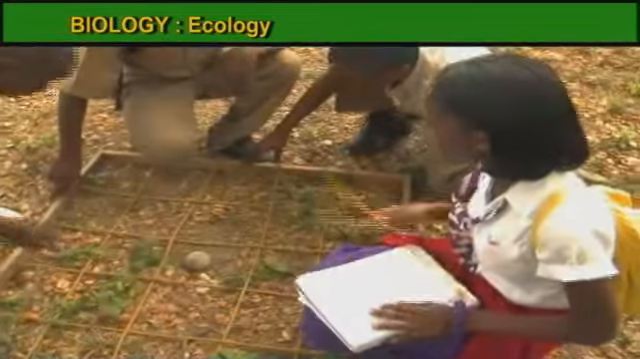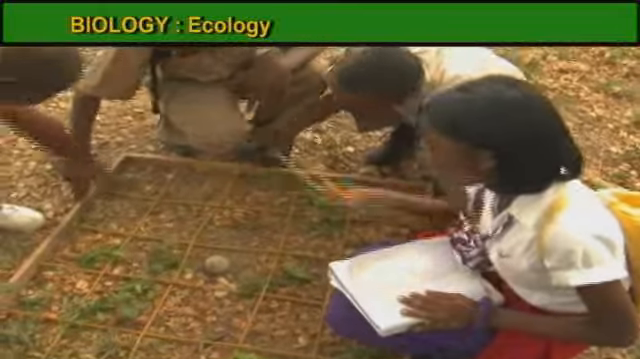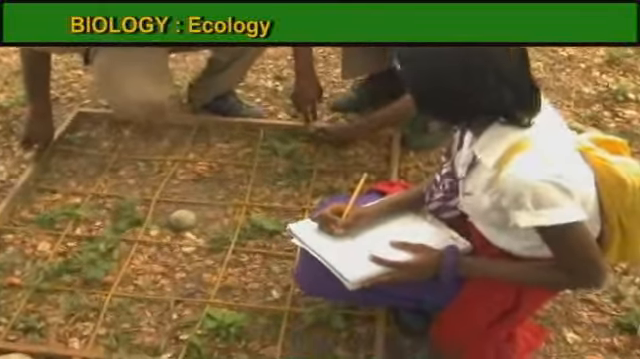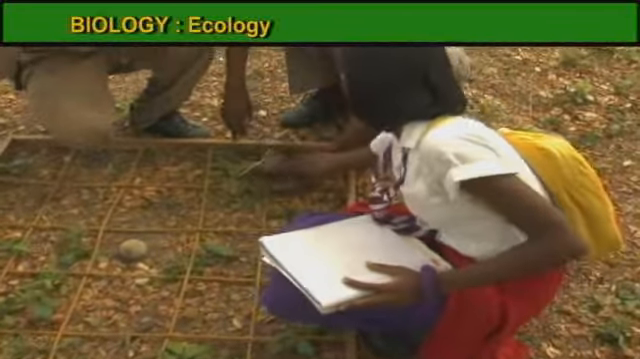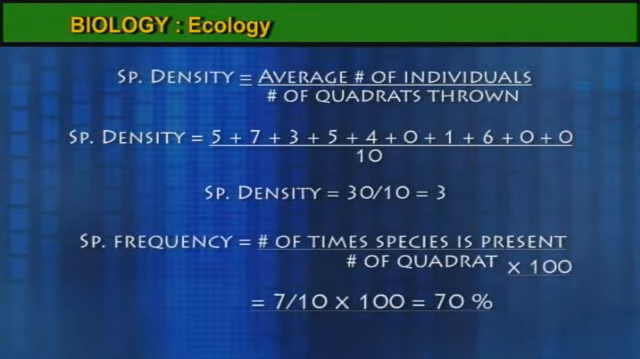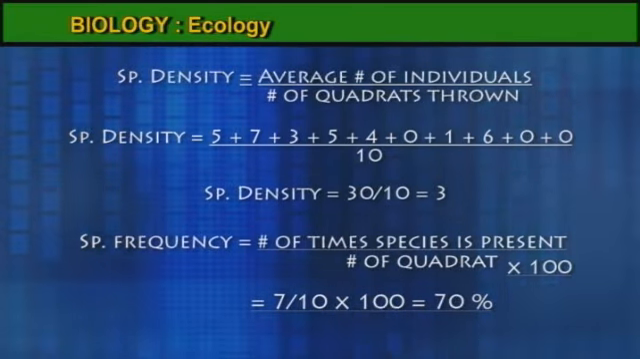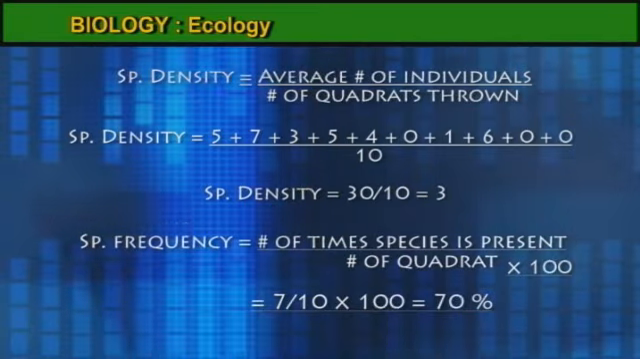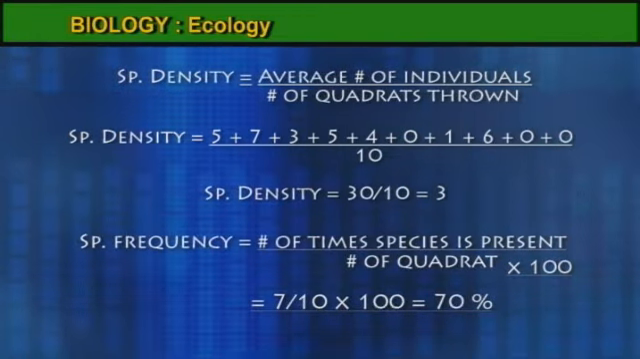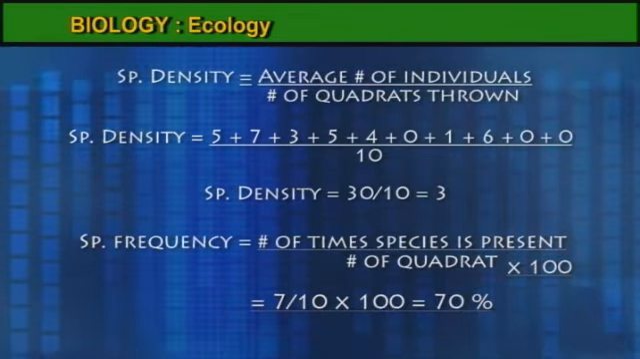The quadrat may be used to calculate species density and species frequency. Let us see how. Look on the table on the screen. Species density is obtained by averaging the number of individuals of a species in each randomly thrown quadrat in a given area.